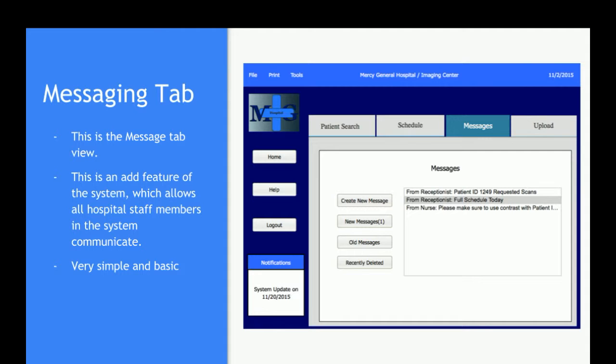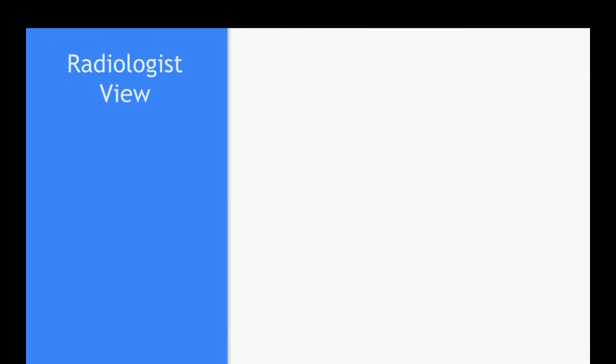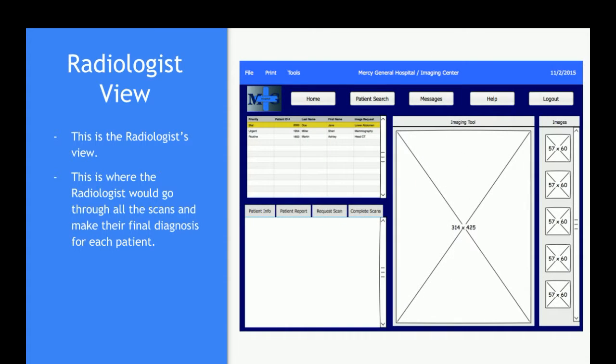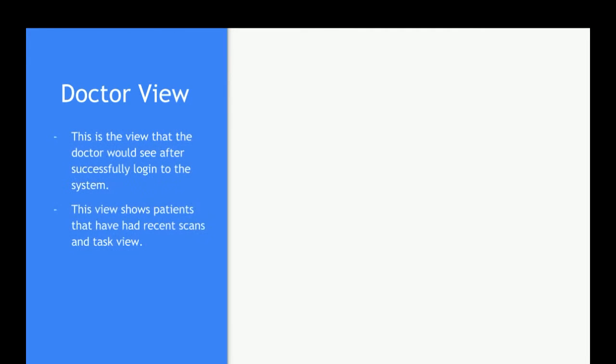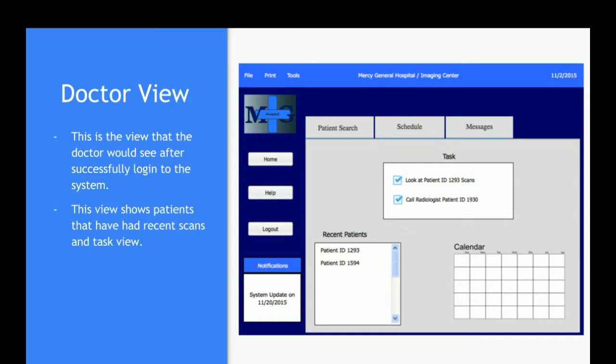Here is a view of what the radiologist at the hospital would see when accessing patient scans. The radiologist can view all the patient scans and report their final diagnosis. This is the view for the doctor. They can see tasks they need to complete and see a list of patients who have had recent scans. They can click directly on a patient's ID to view their imaging results.